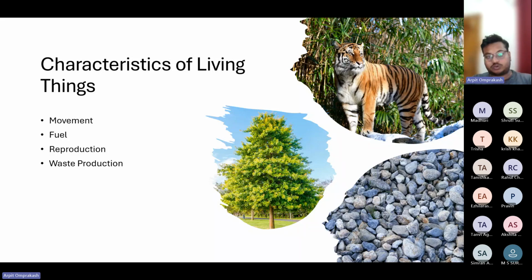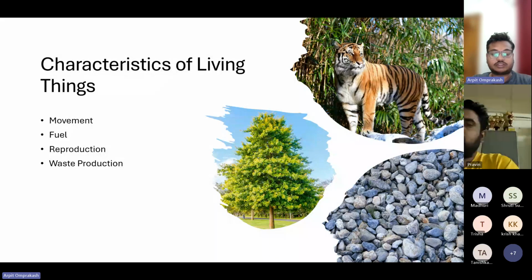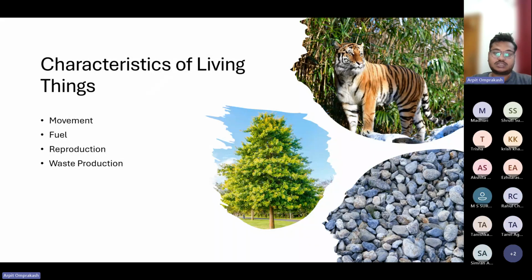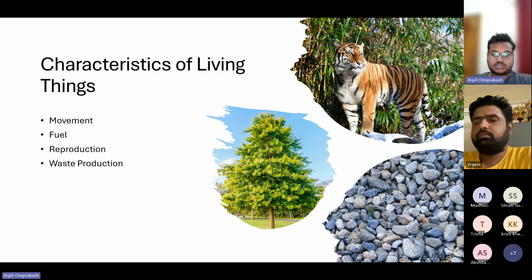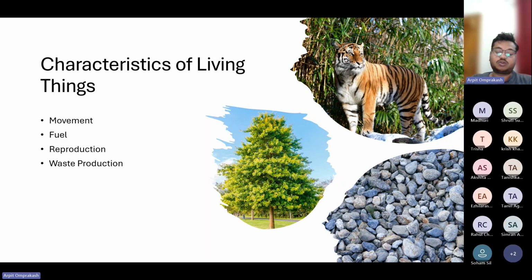However, it's important to note that all these characteristics are not necessary for something to be living. For example, the tree example here. A tree is something that does not move from place to place. However, it is a living thing. So these are loosely all the characteristics that are shared by living organisms, but not all of them are necessary for life.